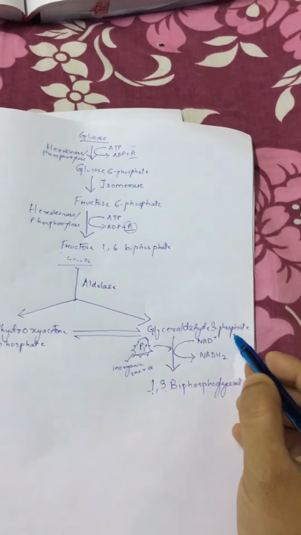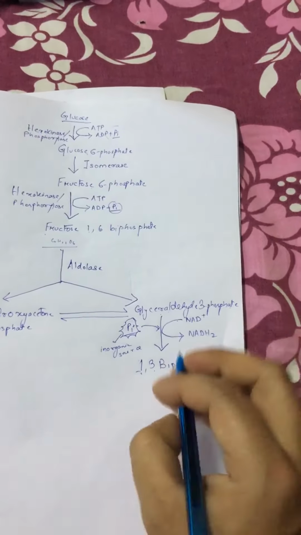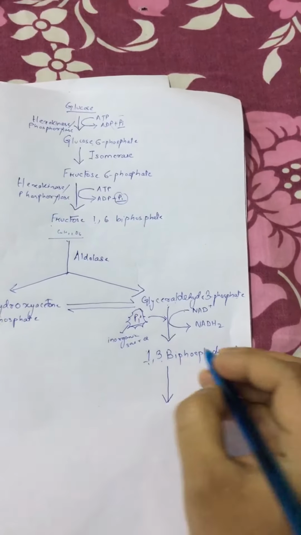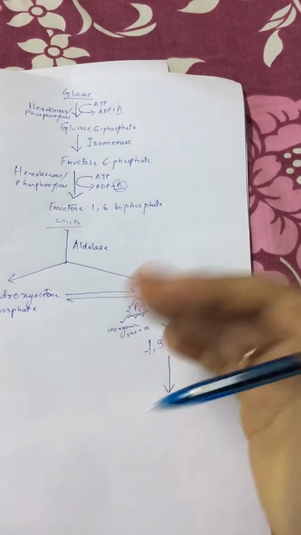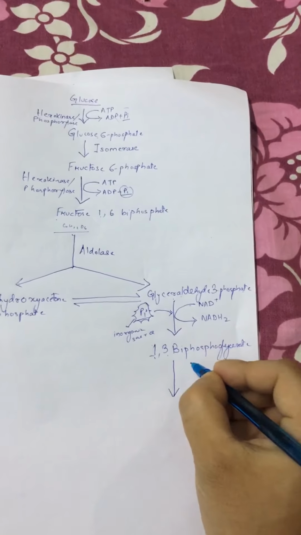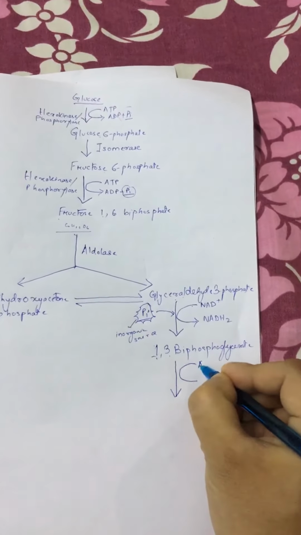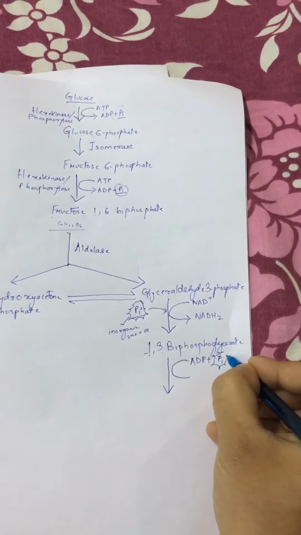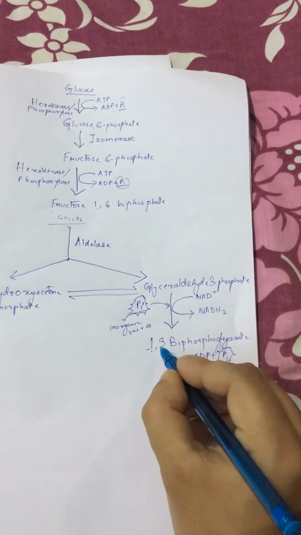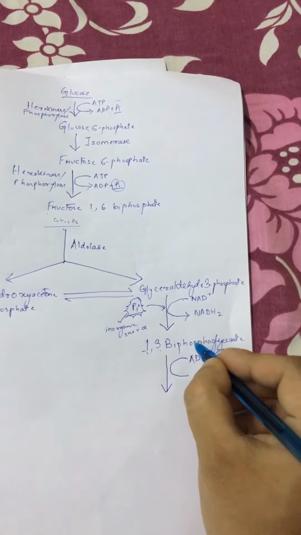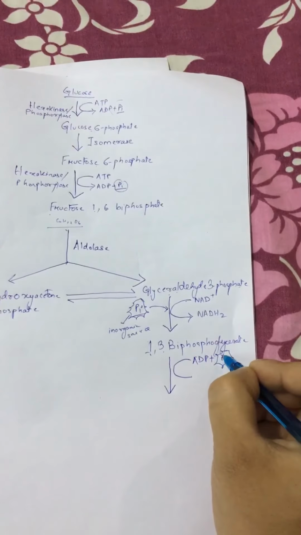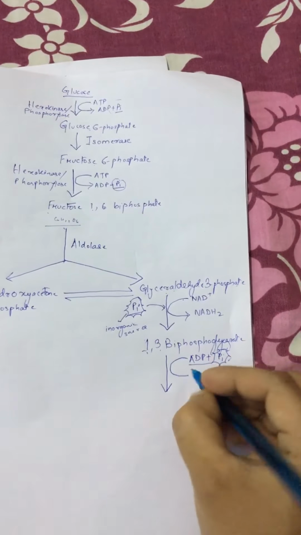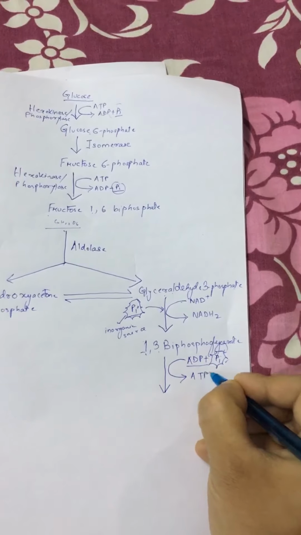That means this aldehyde molecule has converted into acid. Now there are two phosphorus groups in this particular molecule. One phosphorus from this molecule will come out, and this phosphorus which comes out will combine with ADP, and it is now forming ATP.